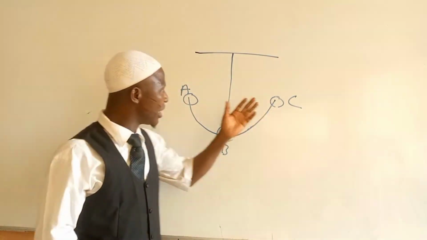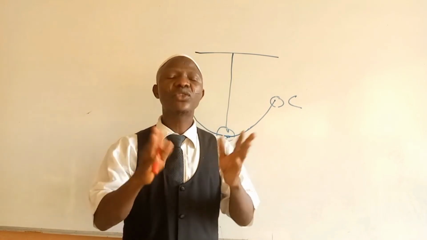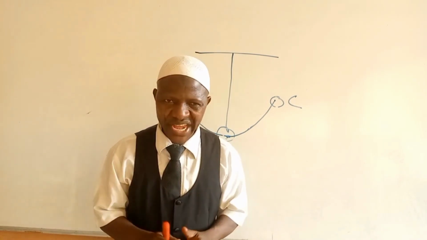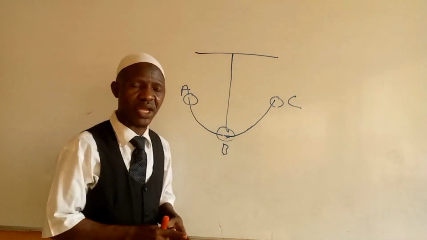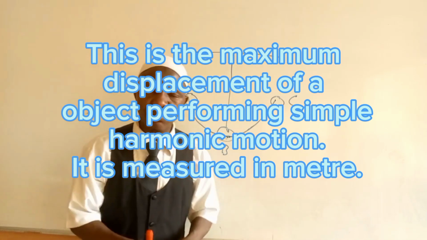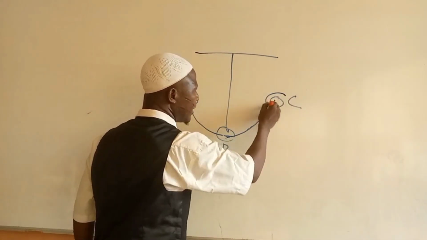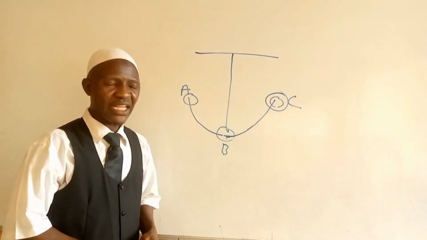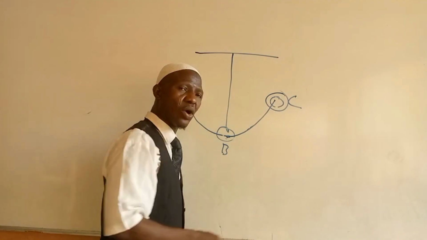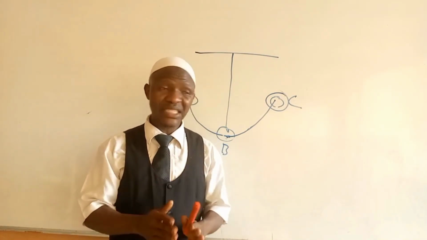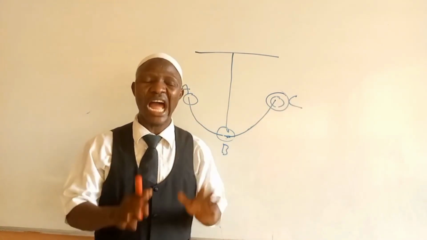Then when we are talking about simple harmonic motion, we have some terms that we need to mention. The first one is amplitude. When we say amplitude under simple harmonic motion, we mean the maximum displacement from the equilibrium point. This point now is our point of maximum displacement. The distance from the equilibrium point to the point of maximum displacement is called amplitude.